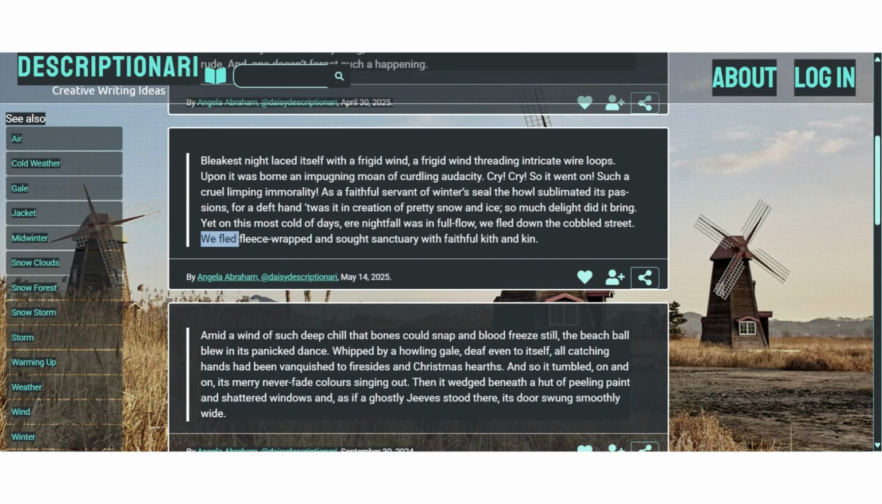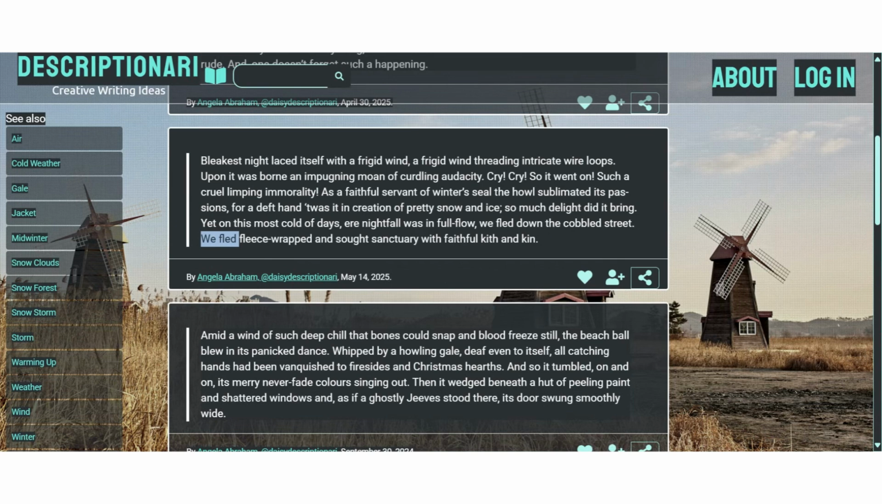This is a scary description. It's full of fear. And so to repeat the idea of we fled, that is an important thing. And it is a good use of repetition.